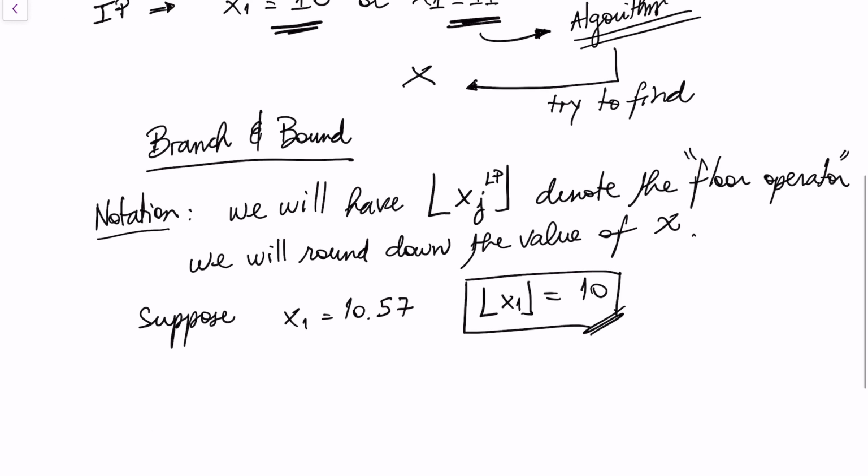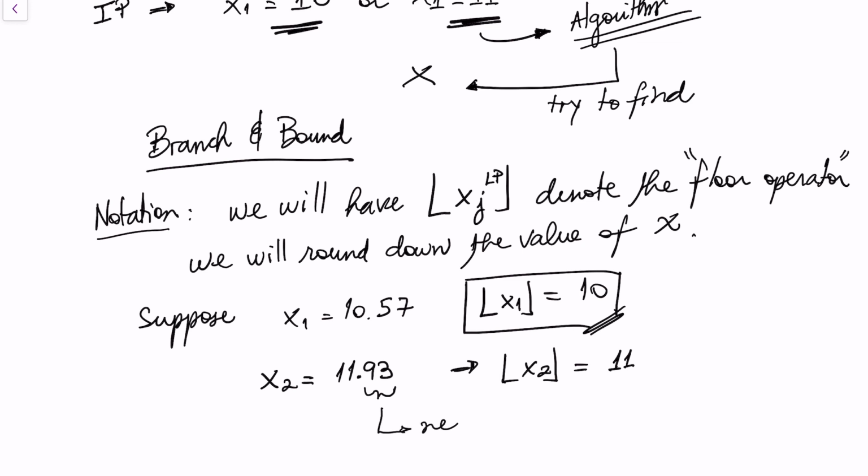On the other hand, suppose that x2 is equal to 11.93, right? What is the result after I apply the floor operator to x2? That's basically 11, right? It doesn't matter what is after the dot or the decimal. We will neglect this and we'll take only the integer value. So x2 after the floor operator will give me 11.